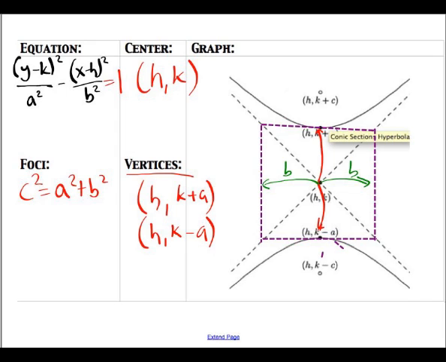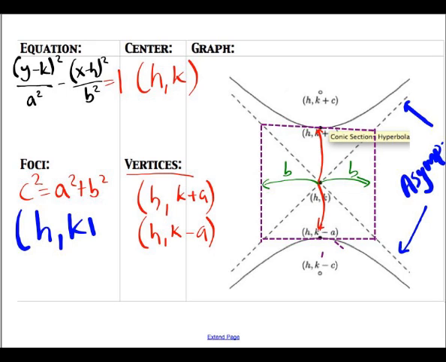A couple other things you can add to your sketch is that these are the asymptotes that describe the long-term behavior of this hyperbola. And last but not least, the foci. So remember, just like the vertices, now we're going to go h comma k plus c, and then h comma k minus c. So we're now going to go c in both directions. And c should be larger than a, making the foci inside of the curve.